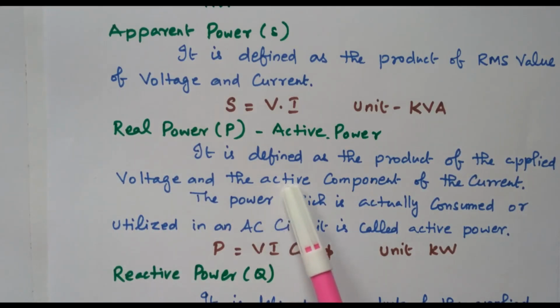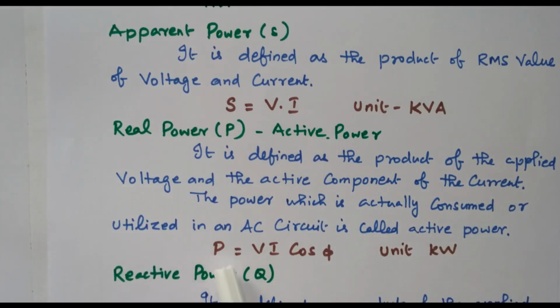So if you multiply the active component of current with voltage, that is called real power or active power. The power which is actually consumed or utilized in an AC circuit is called active power, or real power. Another power available is reactive power, which reacts in the circuit. Active power is the power consumed or utilized for energy conversion.